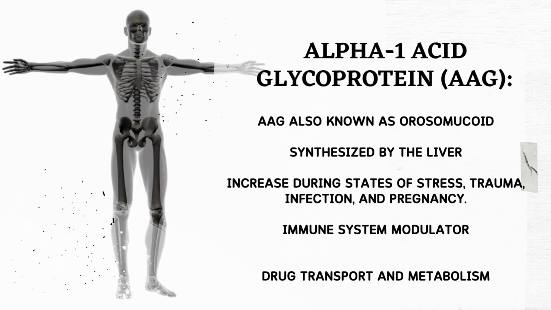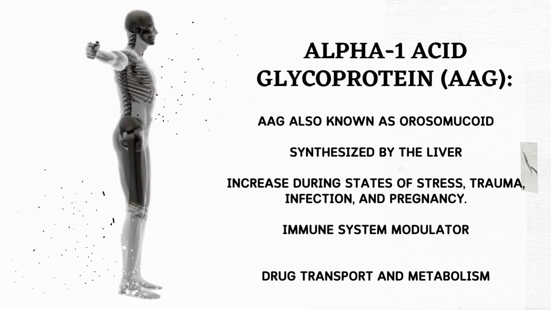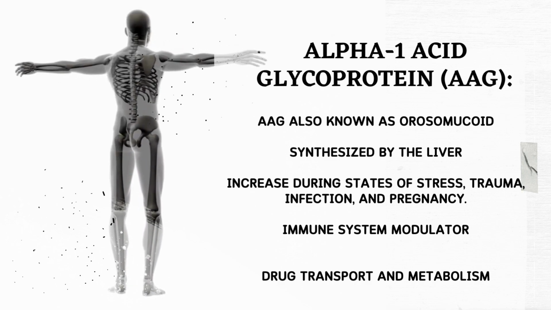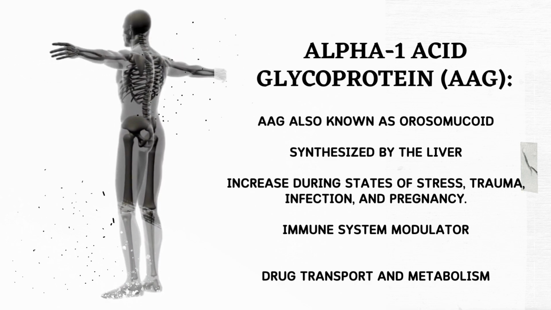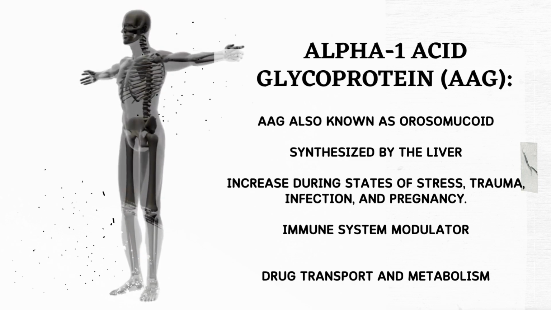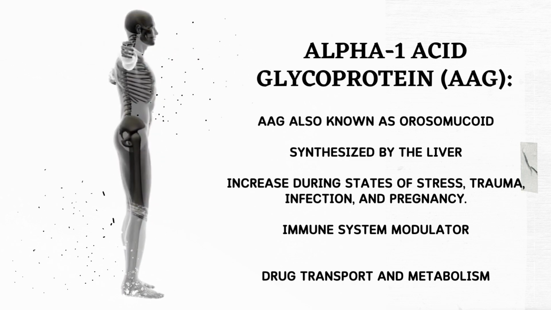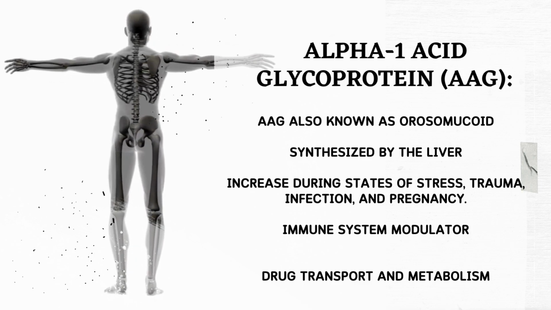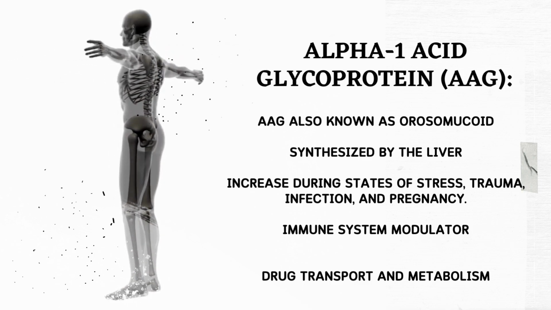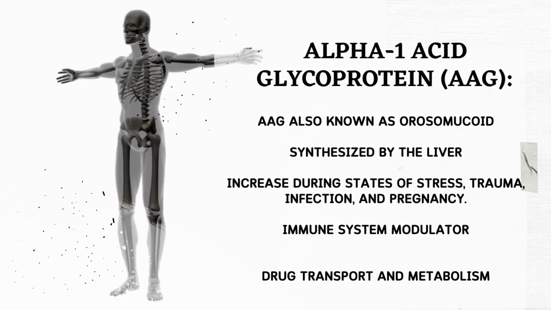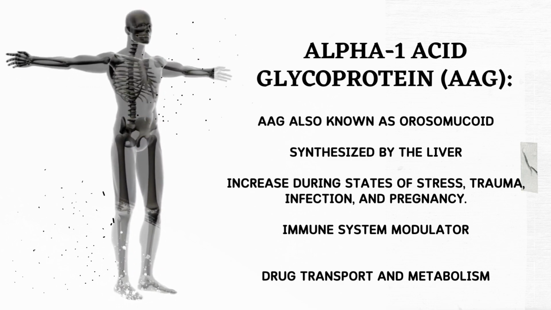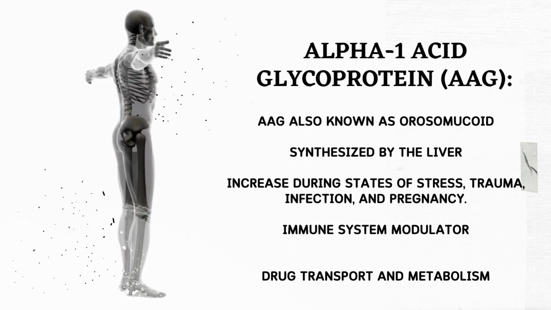Immune system modulator: the structural similarities between AAG and immunoglobulins, antibodies, raise intriguing possibilities. AAG might play a role in regulating the immune system, but more research is needed to fully understand this potential function. Drug transport and metabolism: AAG's ability to bind to various medications can influence how they behave in the body.